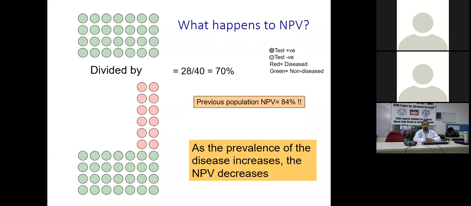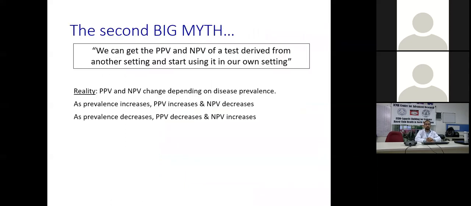So the moral of the story is that as the prevalence of the disease increases, the negative predictive value decreases. So the second big myth about diagnostic tests is that, we have said that positive and negative predictive value are great things for a clinician. But the problem is this myth.